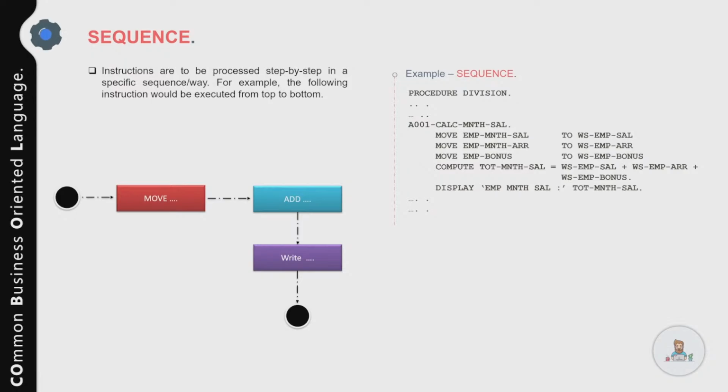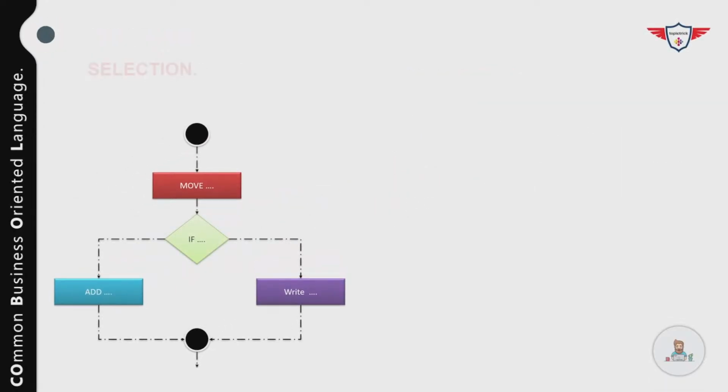So first of all, we would be moving the monthly salary to a temporary variable, that is WS-EMP-SAL. Thereafter, you have monthly area to WS-EMP-AREA. Thereafter, you have bonus, which will be moved to a temporary field, that is WS-EMP-BONUS. And thereafter, we are just using a compute statement to sum up all these and store the result in the total monthly salary field. And at last, we would be executing the display statement, which will display employee monthly salary in spool.